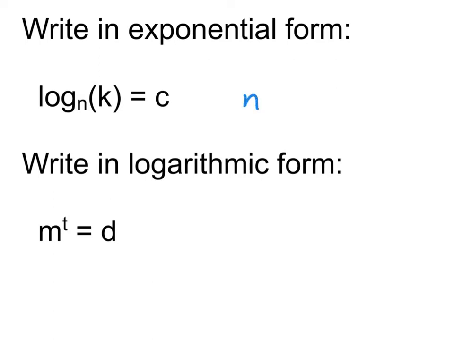So in this case, we're going to start by writing n, and it's going to be to the power of something. The way I always remember it is I remember that log equals the exponent. And so it's going to be n to the power of c. Then it equals k. Notice how this form and this form are very similar to each other. It's just different letters in there. Both of those are what we would call exponential form.